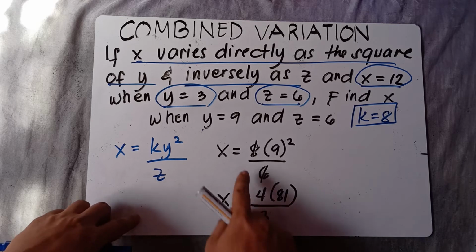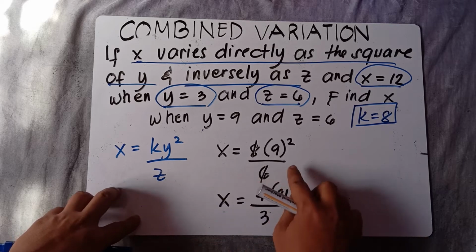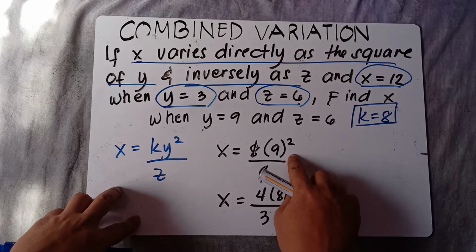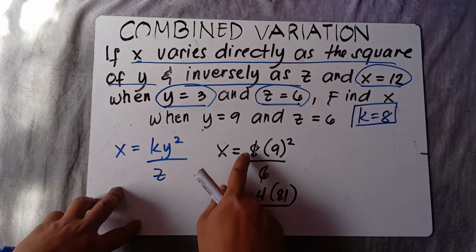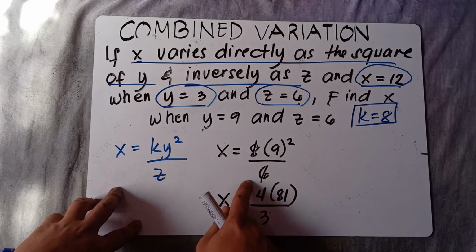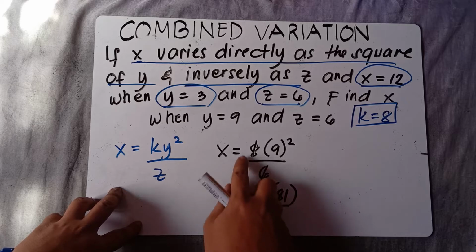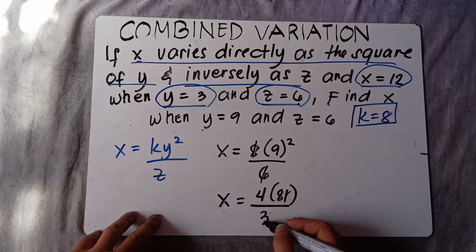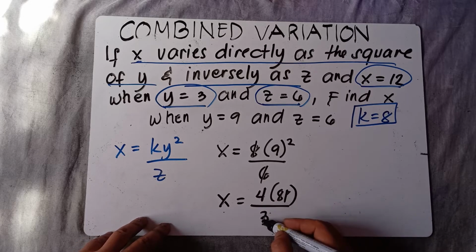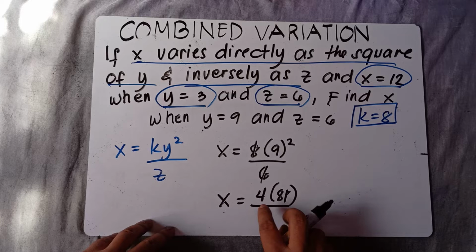Now, if it's hard for you to reduce 8 and 6, just simply get the square of 9, that is 81 times 8, divided by 6. But for me, it's better to reduce 8 and 6 first, because we will be multiplying smaller numbers. So it's 4 over 3 times 81. You can also reduce 81 and 3 by dividing 81 by 3. But let's just multiply 4 and 81.